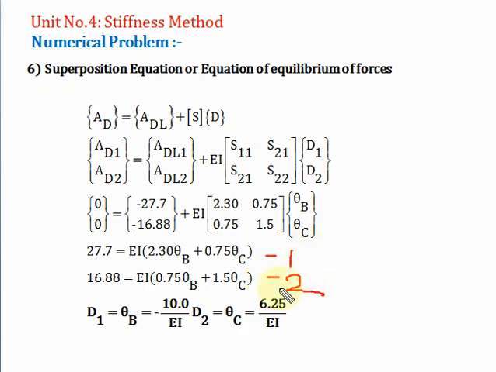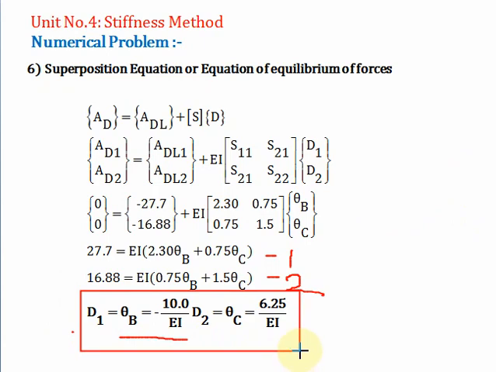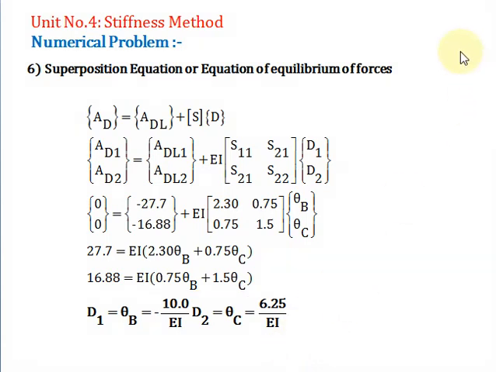Now solving these two equations, we get the value of theta B as minus 10 upon EI, and the value of theta C as 6.25 upon EI. The value of theta B is our first unknown and the value of theta C is our second unknown, and these values will be required to find the moments in the members. The next part of this numerical we'll see in the next video. Thank you for watching this.